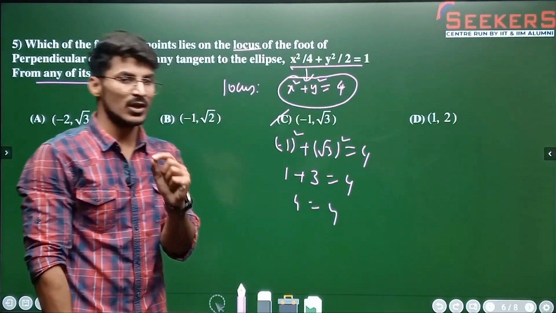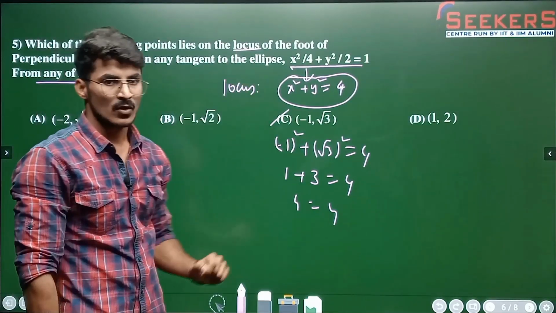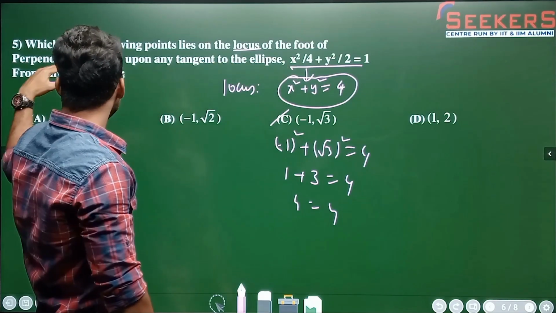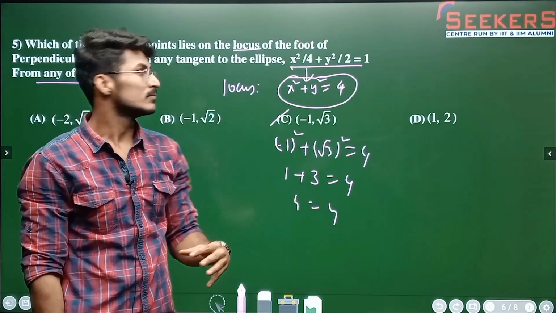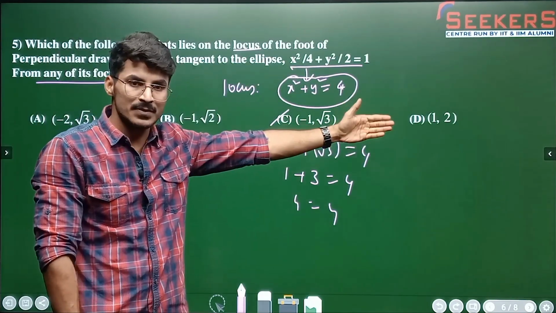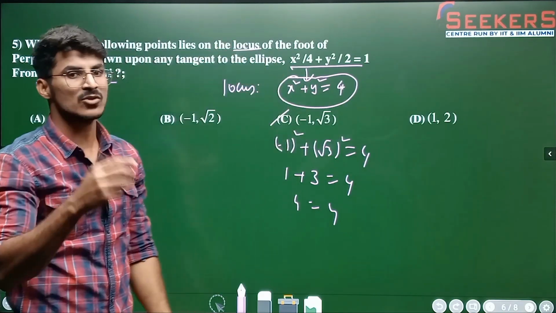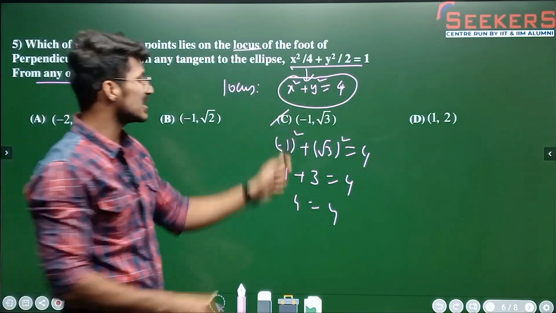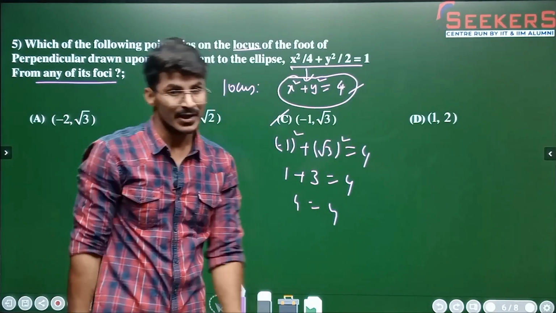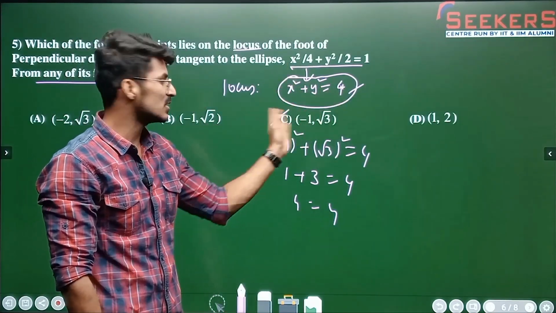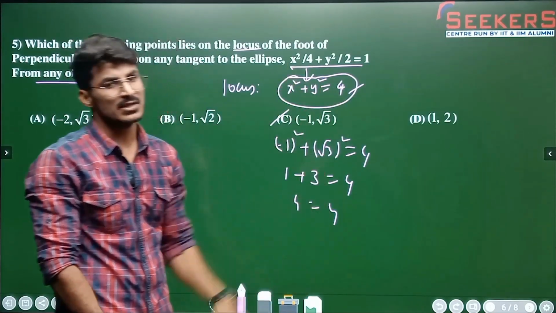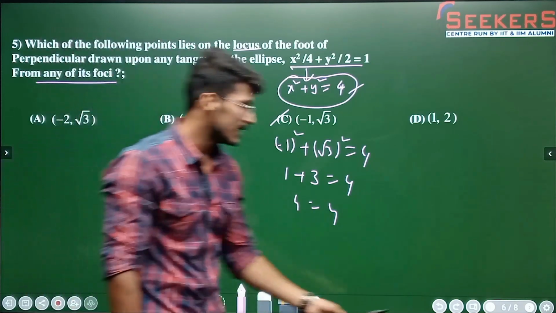So first of all, if you are aware of the property, what is the locus here? The foot of perpendicular drawn upon any tangent to the ellipse from its foci. That locus is always the auxiliary circle. The auxiliary circle equation is x square plus y square is equal to a square. A square value is 4 here. Just substitute the points. Option C is satisfying the given question. Then that is the answer.